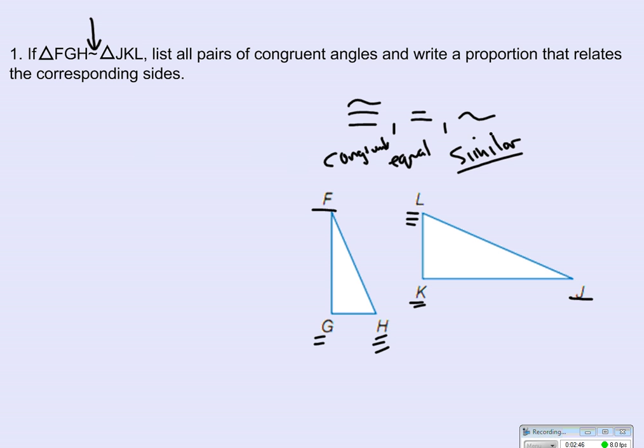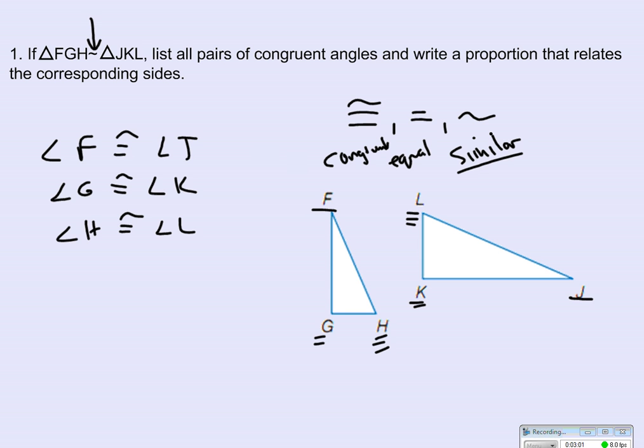So list all pairs of congruent angles. So my congruent angles, well, angle F is going to be congruent to angle J. Angle G is congruent to angle K. Angle H is going to be congruent to angle L. So those are going to be the congruent angles.